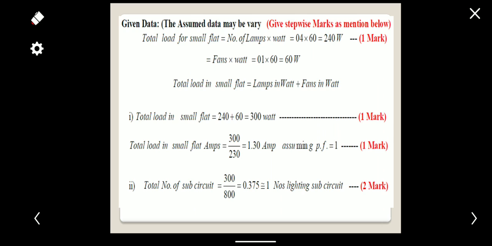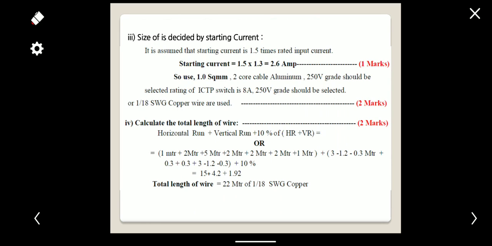Then the total number of sub-circuits. One sub-circuit has 800 watt, so 300, the total wattage, divided by 800 is 0.375, that means one lighting sub-circuit is required.